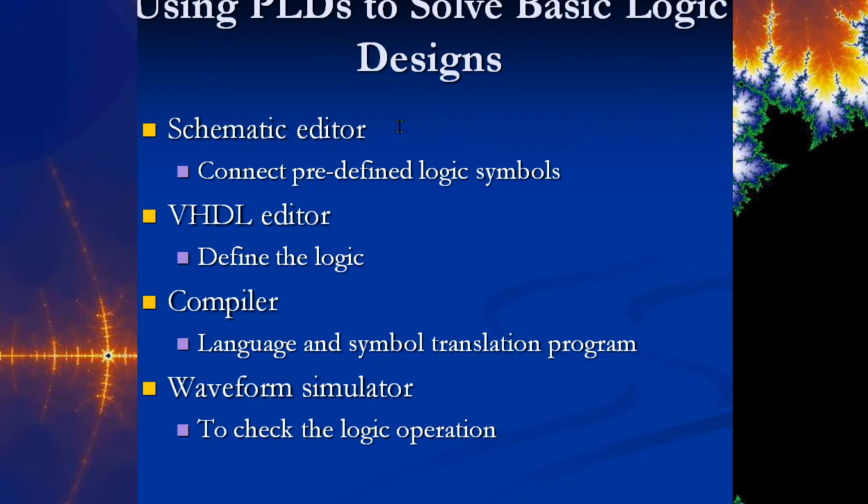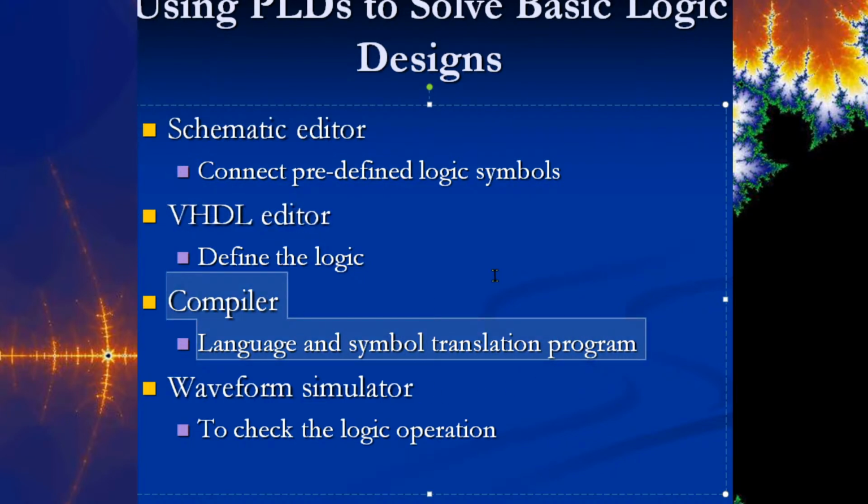So again, there's a couple ways we can do this. We're going to use the schematic editor, as you know, because I've already done a couple of videos on this. But there is a VHDL editor where you can actually write out and define in VHDL your logic. There's a compiler. We talked about what that does. It takes your words and your programming and your schematic and converts it into a big string of ones and zeros that the compiler understands as instructions.